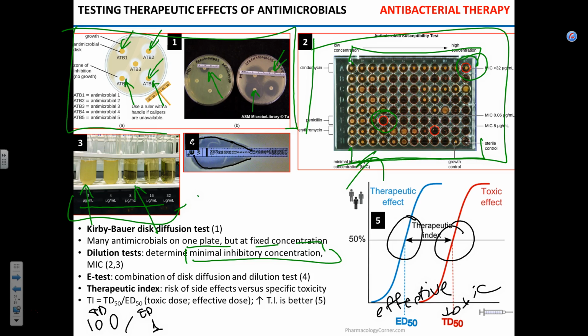100 divided by 1, which gives you 100. Okay, we have a drug whose toxic dose is 100 and effective dose is 2. What's the therapeutic index? 50. Does that make sense? Right? Which one's better? Higher therapeutic index or lower? Higher. Why?